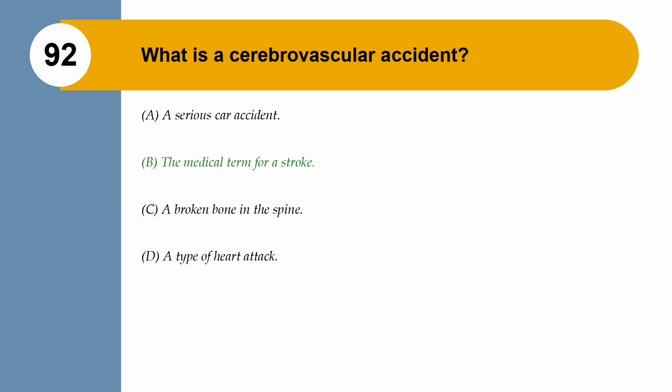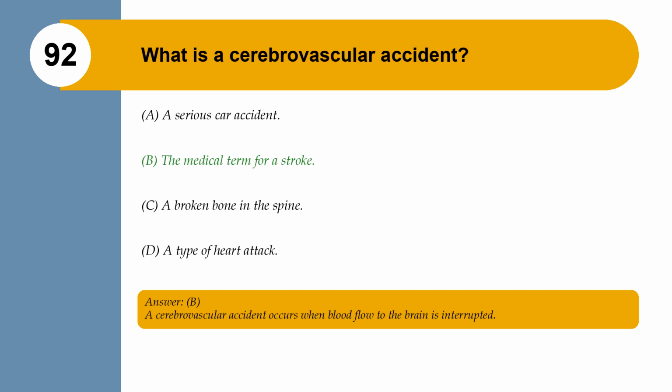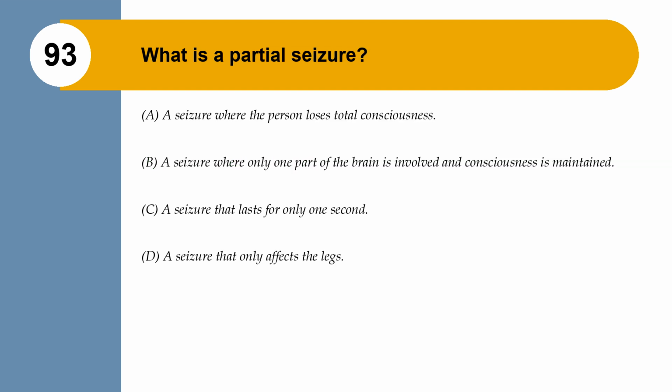The correct answer is option B, the medical term for a stroke. Explanation. A cerebrovascular accident occurs when blood flow to the brain is interrupted. Question 93. What is a partial seizure?